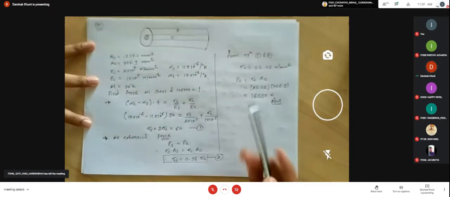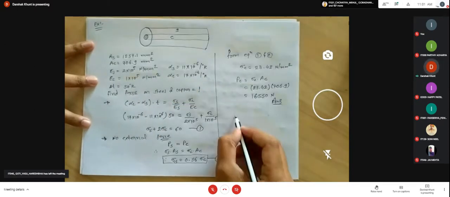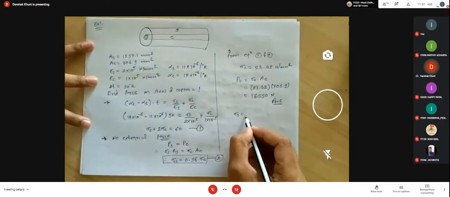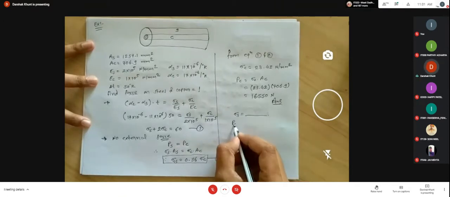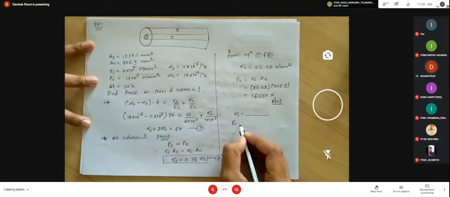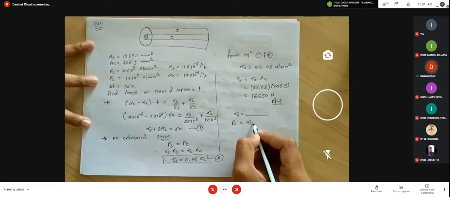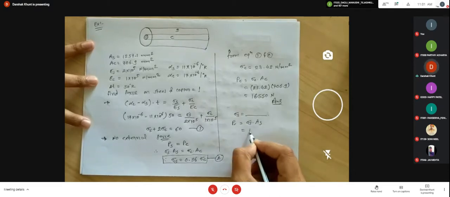Whatever force is applied by copper on steel is equal to that by steel on copper. So you can also find the stress in the steel section, and then find the force as stress in steel times area of steel. So you can also get the same answer.